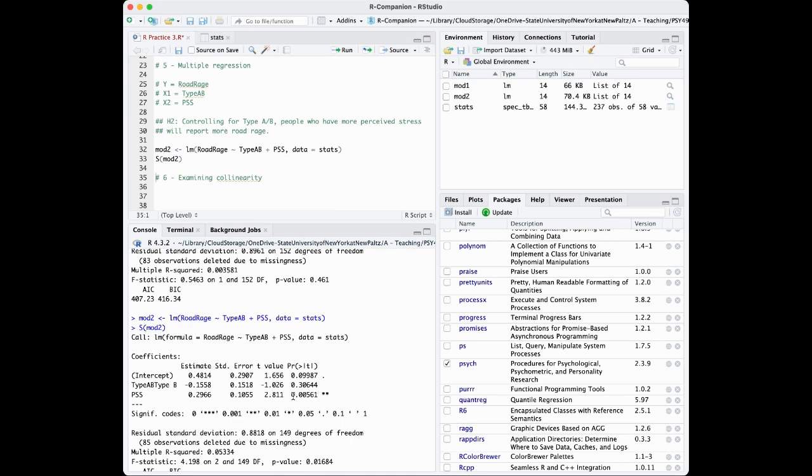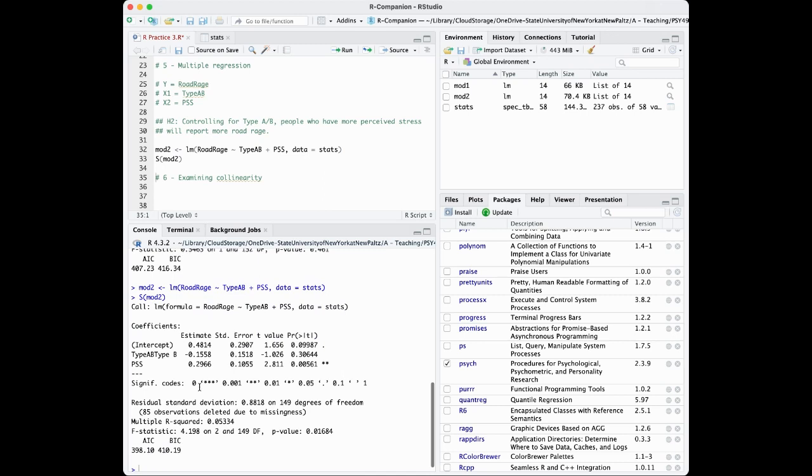And this p-value is less than 0.05, and we have two asterisks here, so this is a significant result, meaning that perceived stress after controlling for type A-B does significantly increase our ability to estimate road rage experience. So our second hypothesis is actually supported. It's significant, but also importantly, it's in the expected direction. So it's positive. If this were negative, it would mean that the more stress you experience, the less likely you would be to report road rage. And that would be unusual, but that's not what we found.